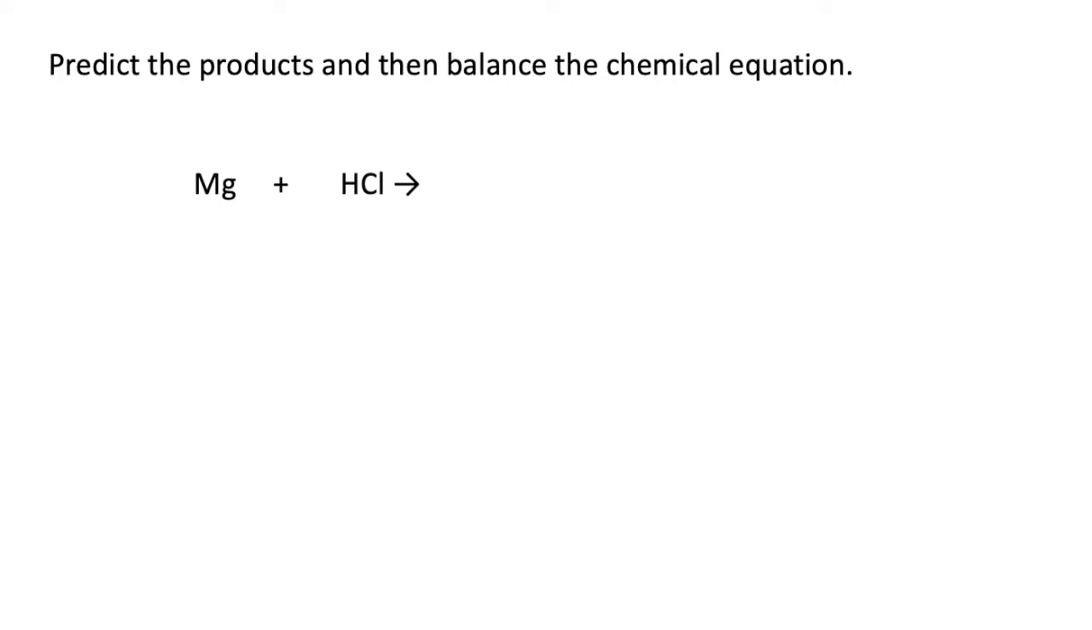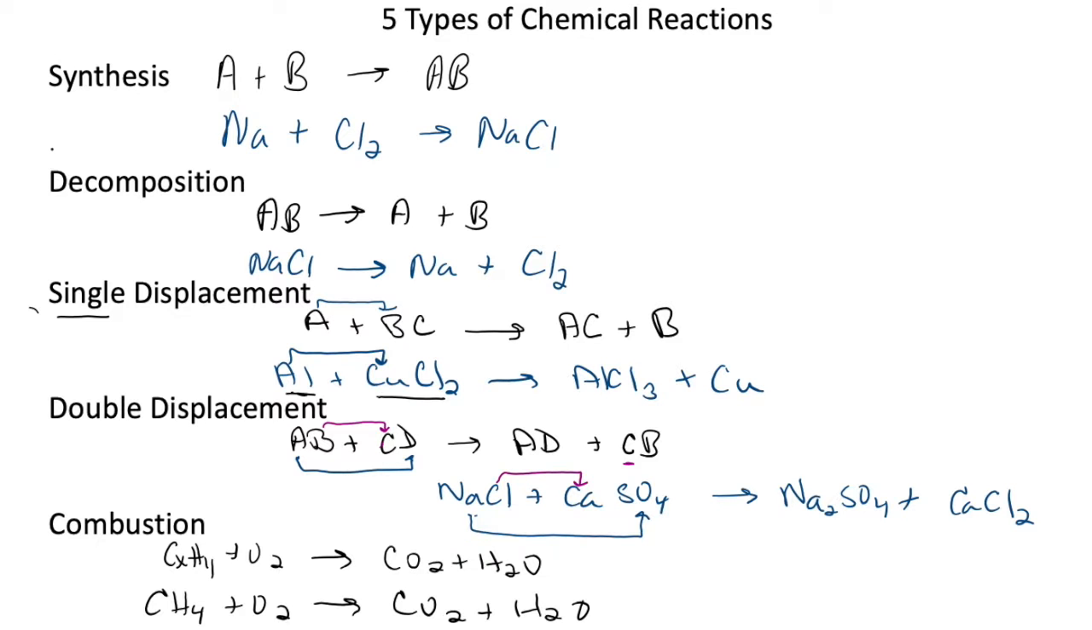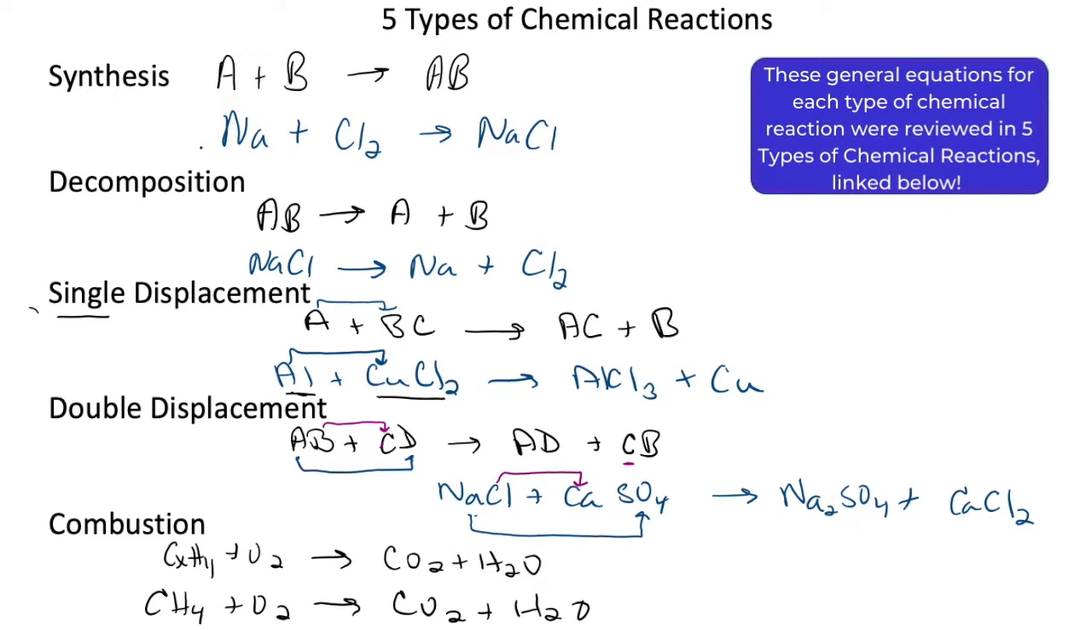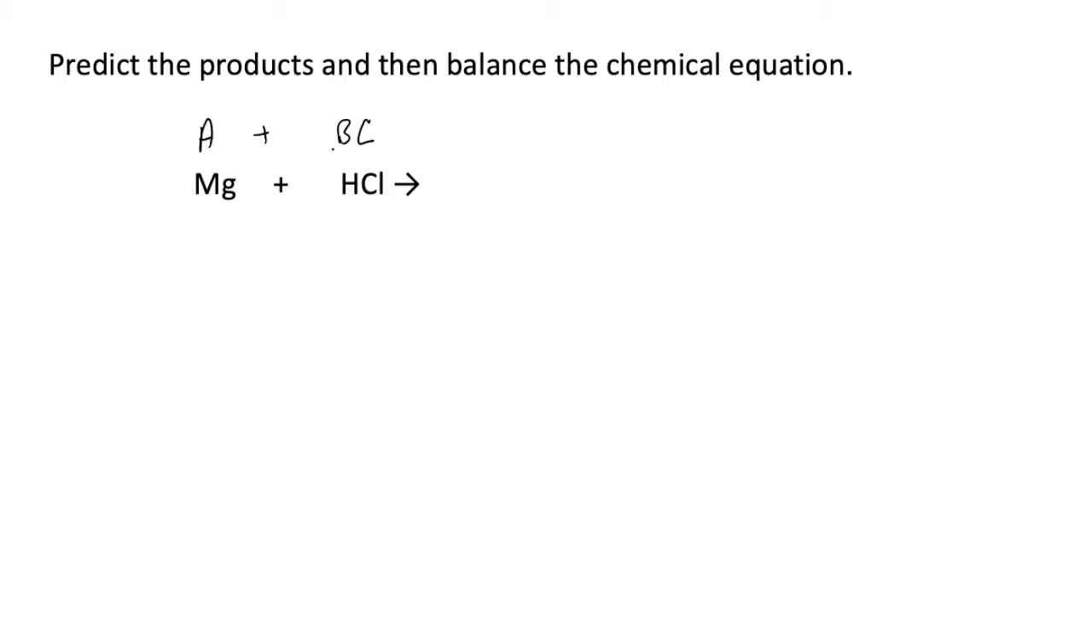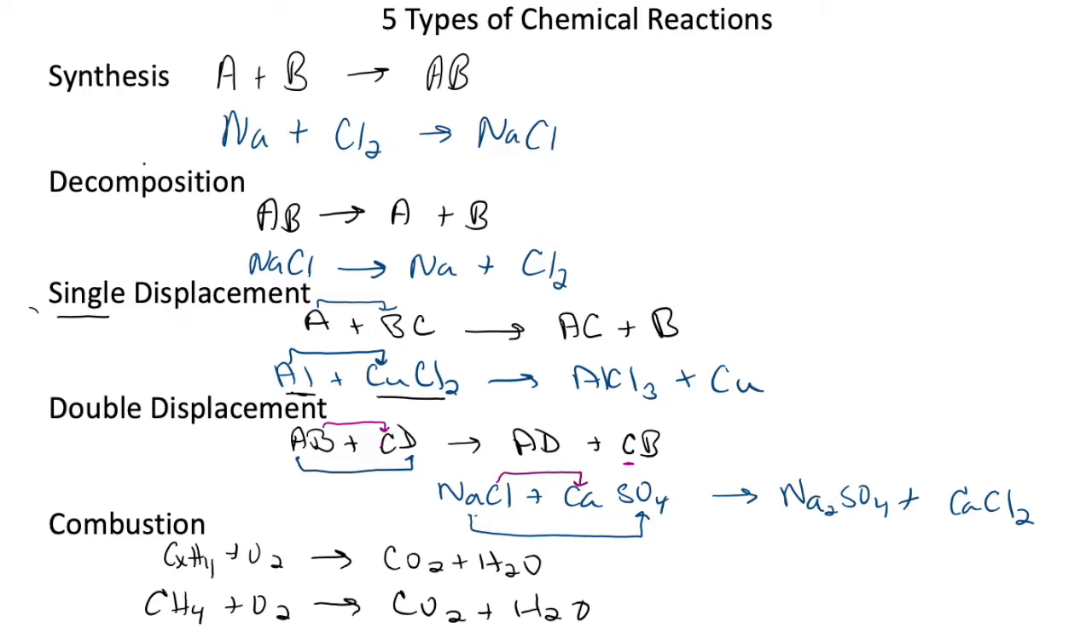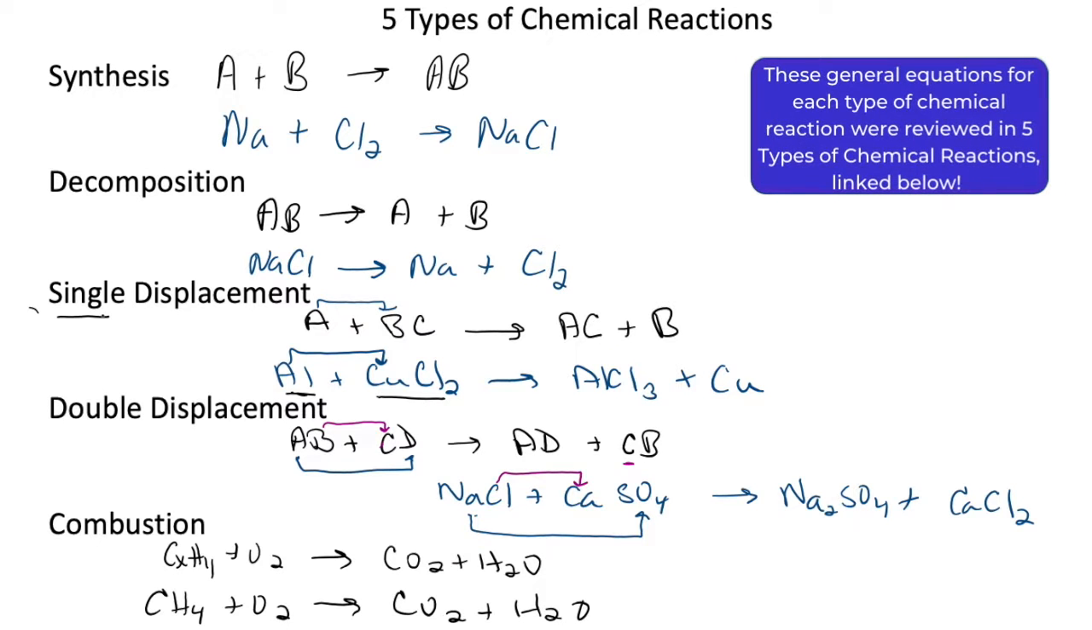First, let's identify the characteristics in the reactants. We have a single element here, which we can label A, plus a compound, which we can label BC. My choosing the letters to label these is just because I wanted to go in order A, B, C, D. I wanted to use the same format that I use when I identified the components of the 5 types of chemical reactions to help me better predict here. So looking at the letters that I chose, we can see that this one most resembles a single displacement, where you have a single element A plus a compound BC.